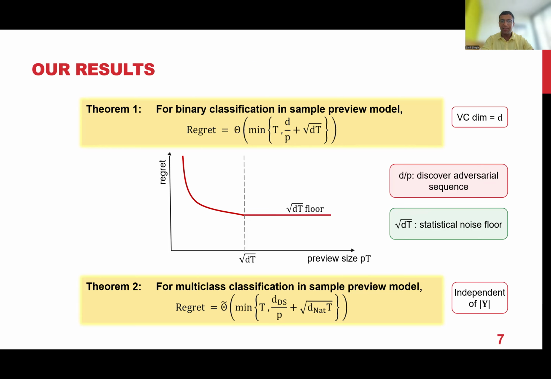Good. So in the rest of the few minutes, I'll give a high-level idea of how the proofs go. Again, the intuition to keep in mind is that the first term is coming basically from getting over this adversarial sequence. Okay, good. So let's go over Theorem 1.